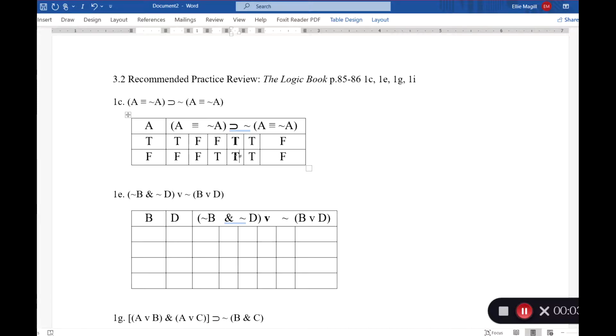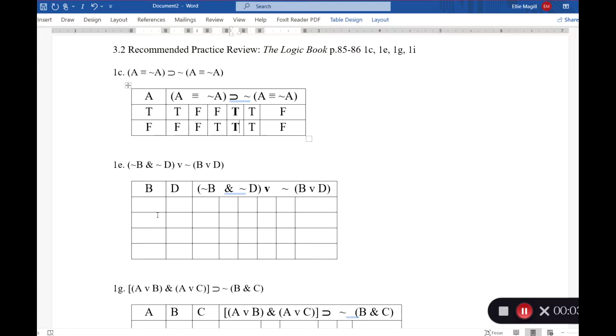Let's go ahead and move on to 1E. So here we have two atomic sentences. We have B and D, and we're going to go ahead and fill that in. I left it blank so that we could fill it in together. We're going to do the first one, splitting half true, half false. So true, true, false, false. And then here we're going to alternate. So true, false, true, false. And that's all we have to do to set up the truth table with those basics.